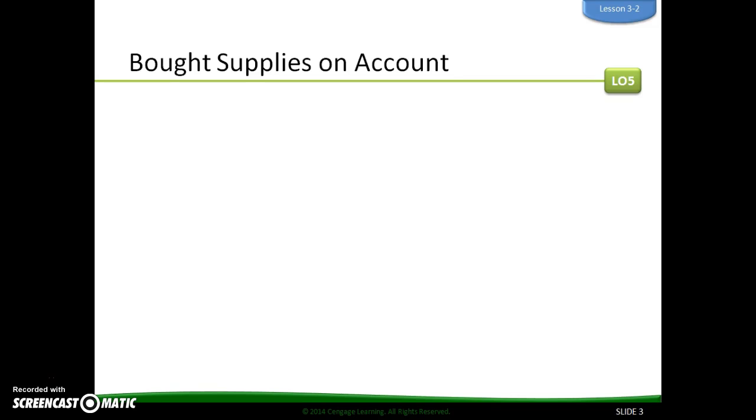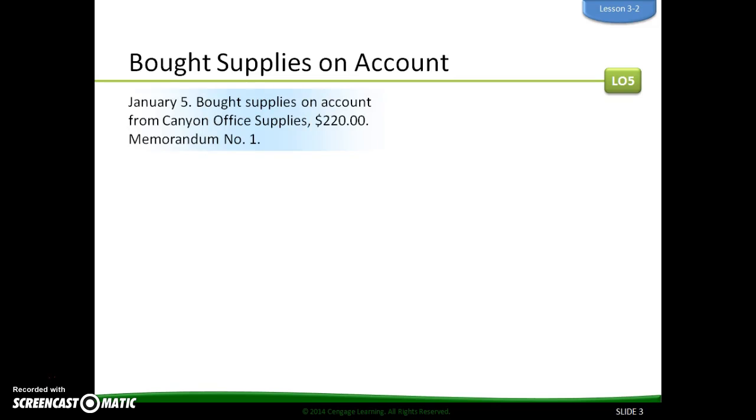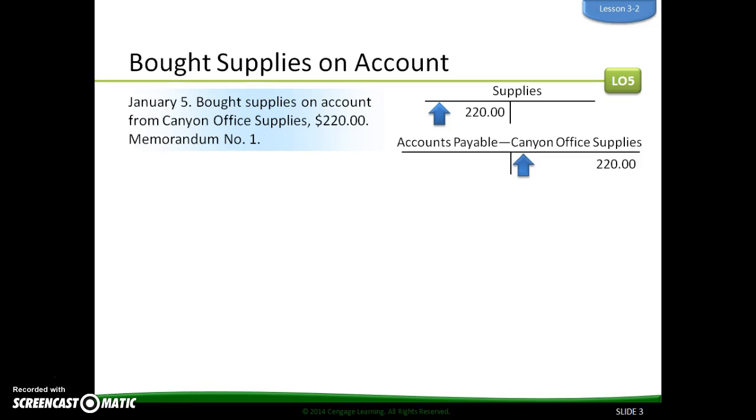Second transaction we'd like to look at would be buying supplies on account. So on January 5th, we bought supplies on account from Canyon Office Supplies in the amount of $220. Our source document is memorandum or memo number 1. So we are going to be increasing the value of our supply account, which means a debit to supplies. And then we're going to be increasing our accounts payable, because remember, we purchased on account. So this is an accounts payable transaction.